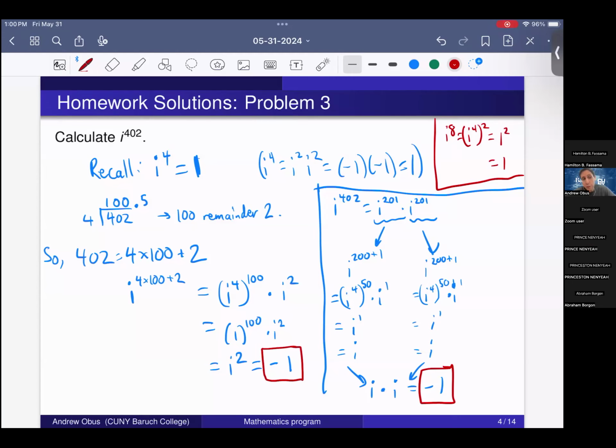Yeah, so you're still doing remainder. The remainder is just 0 in this case. So you end up with only a 1.